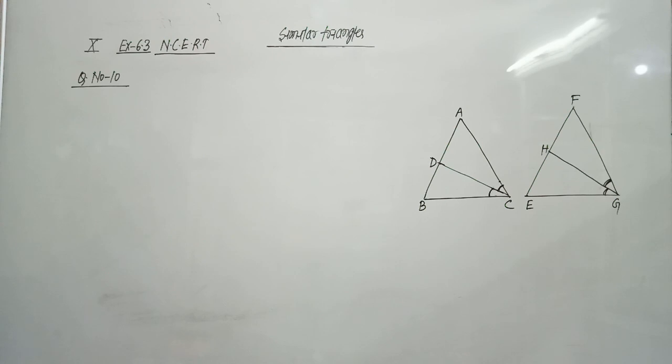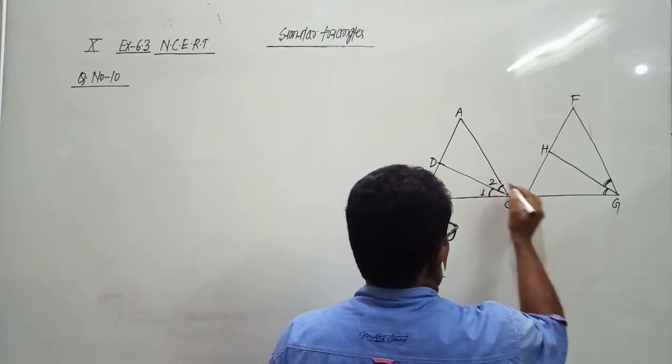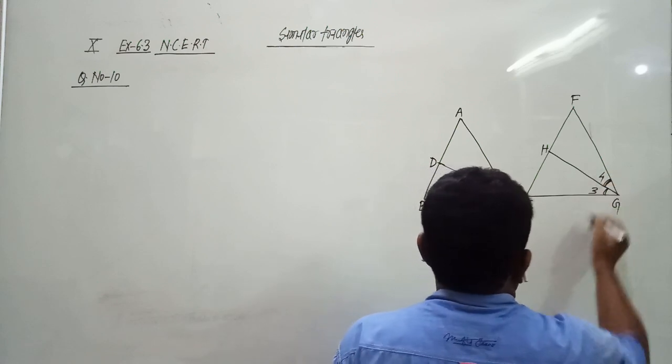CD and GH are the bisectors of these angles such that D and H lie on the sides AB and FE of triangles ABC and EFG. If triangle ABC is similar to triangle FEG, name the angles 1, 2, 3 and 4.